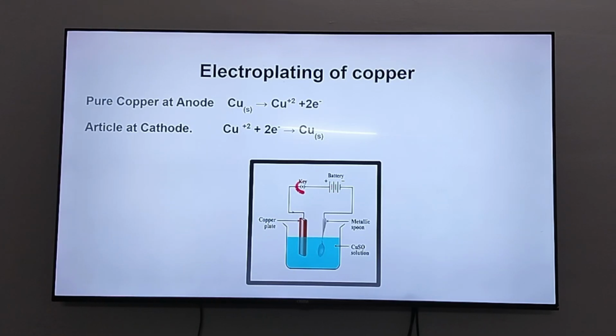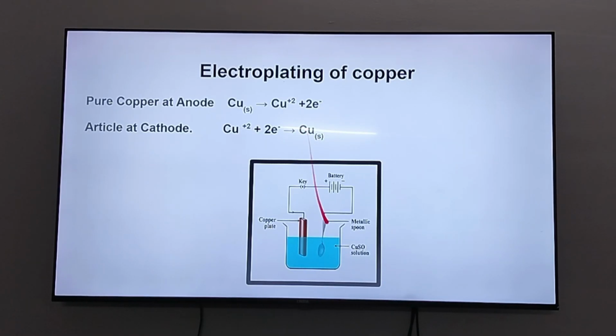As soon as you switch on the circuit, copper would ionize and go into the solution. The solution here could be any copper solution. In this case, it is copper sulfate. The copper ions will move through the solution, the electrolyte, and get deposited over the spoon. So at the anode, copper ionizes and gives away 2 electrons, hence oxidizes. At the cathode, the electrons are accepted by copper ions and form copper metal.